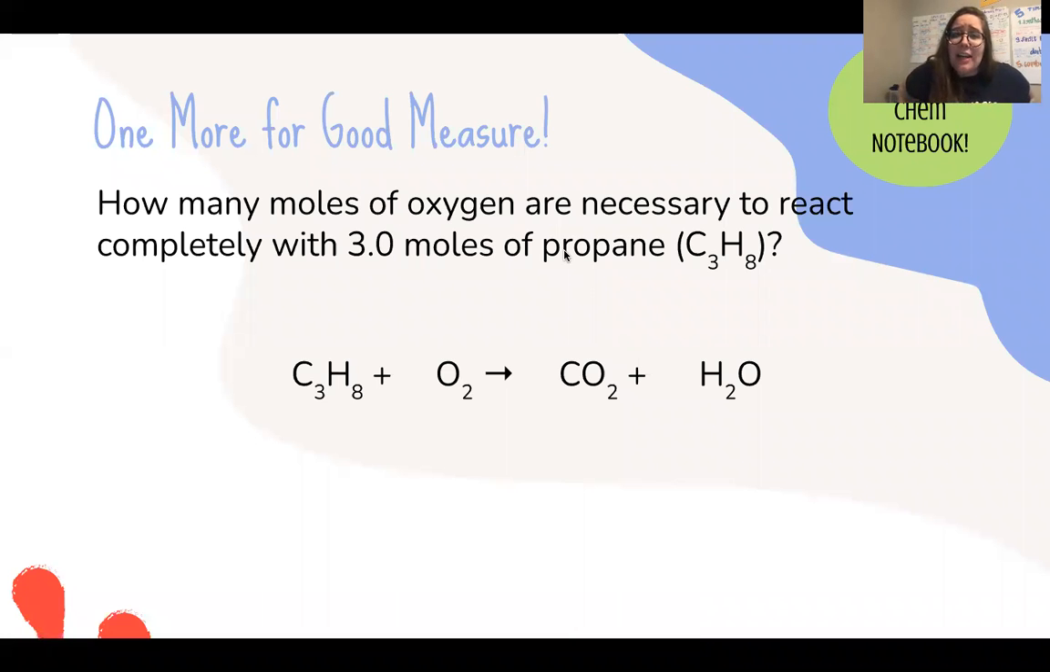As promised, I said that I would go through our last example together from our notes today. So it says, how many moles of oxygen are necessary to react completely with 3.0 moles of propane, C3H8? Well, my first step is to check to see if my equation is balanced. And right now it looks like it's not. I'm going to double check.